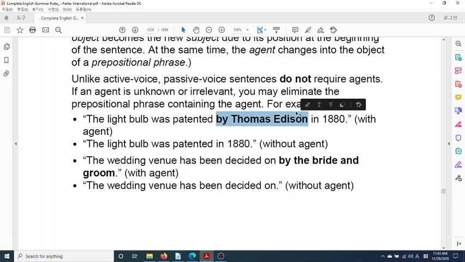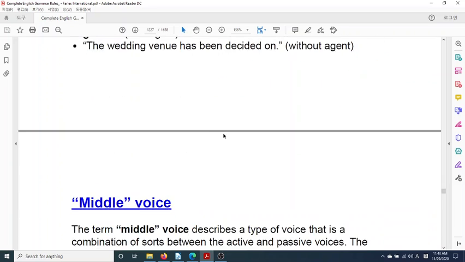Grammatically, by the rules of English grammar, you don't need the agent in a passive voice sentence, but it's always good to have, just in case.